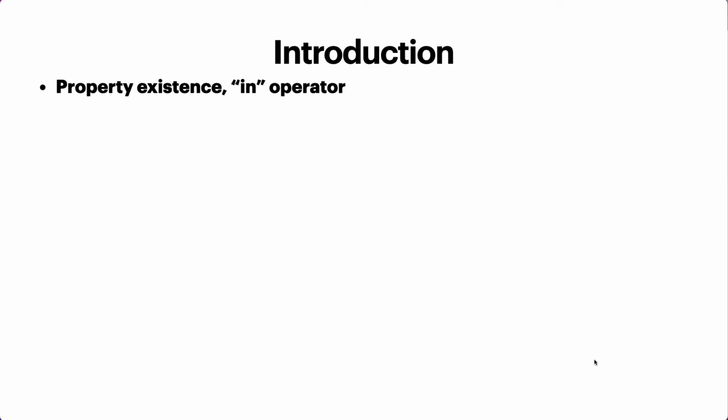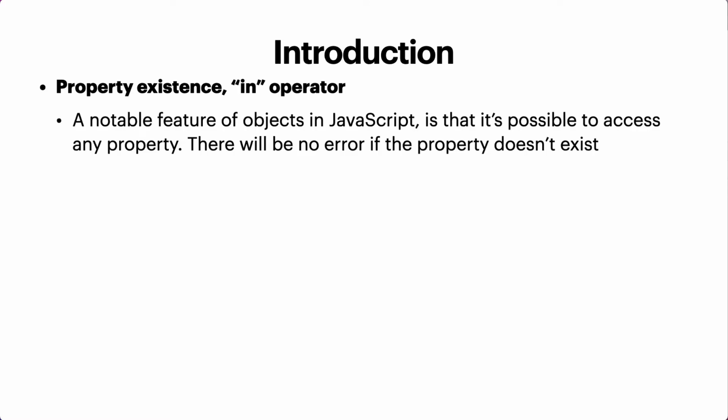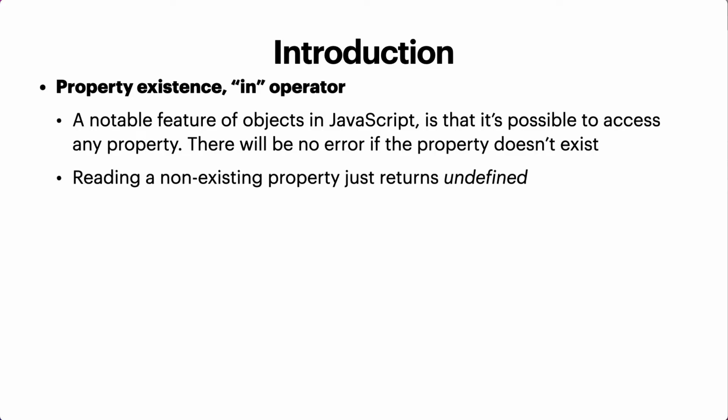Checking for property existence using the in operator. For example, we have different use cases where we want to check for a property. If it exists in the object, then you can make use of the in operator. A notable feature of objects in JavaScript is that it's possible to access any property. There will be no error if the property doesn't exist. It will just simply return undefined. Reading a non-existent property just returns undefined. Let's see this in action.